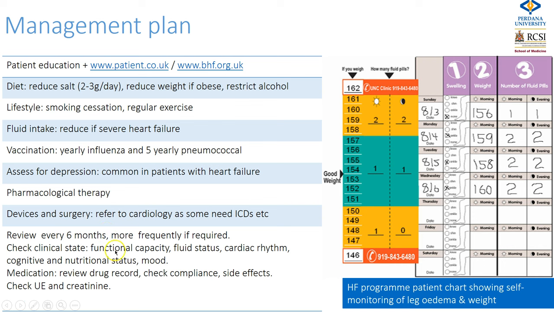Each time you should check their clinical state, their functional capacity, fluid status, their rhythm for AF, their cognitive function, nutritional status, their mood. You should also record all the drug therapy, try to check their compliance, inquire about adverse effects, and check their urea and creatinine. Here's an example of a community heart failure program where patients are able to self-medicate with diuretics depending on their presence or absence of leg edema and rise or fall in their weight.